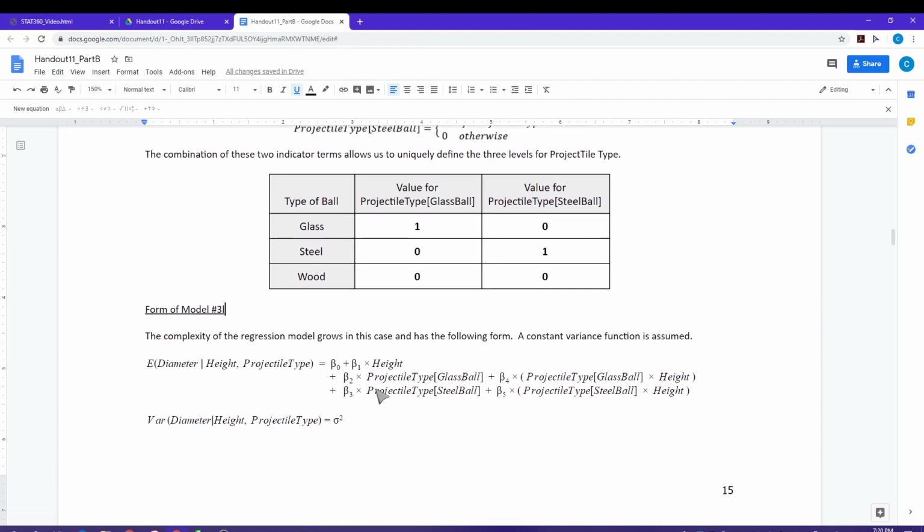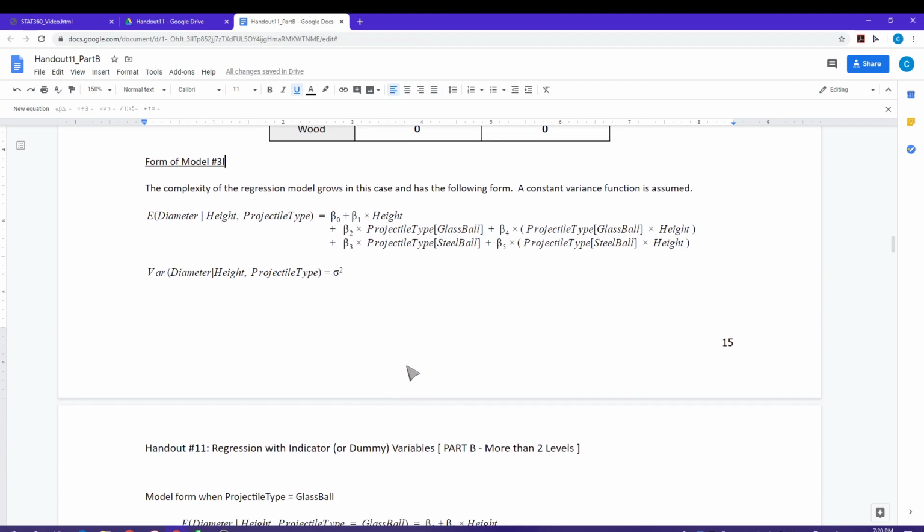So let's talk a little bit about the form of that model. The form of the model is going to look like the following. It has a y-intercept and slope.